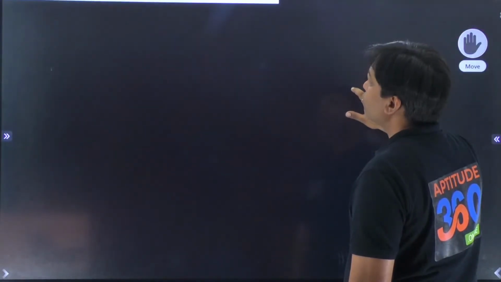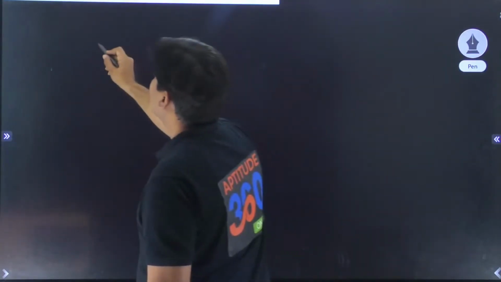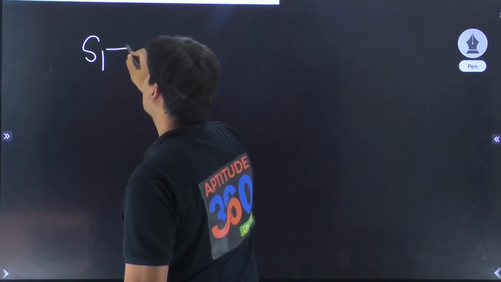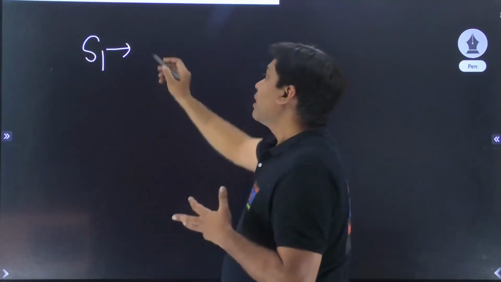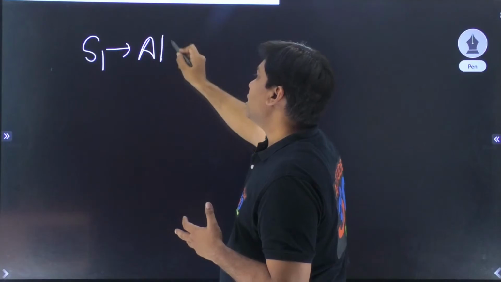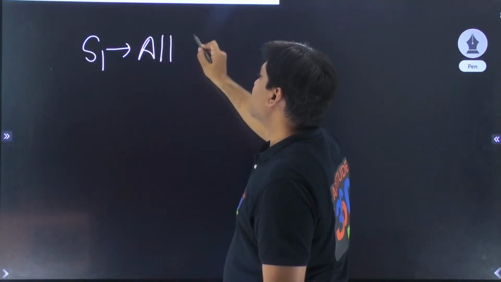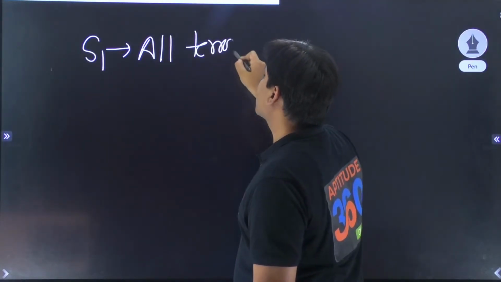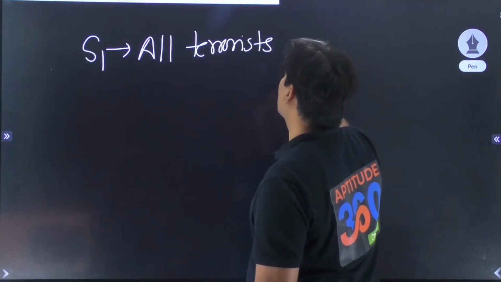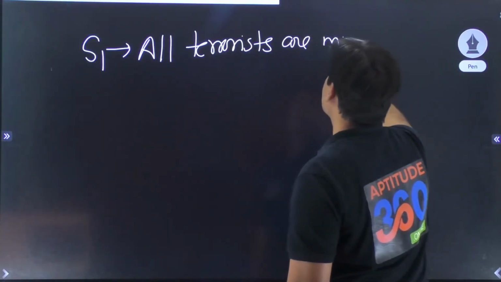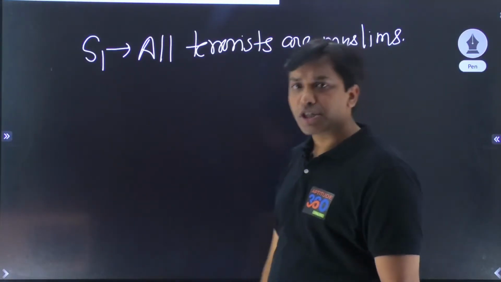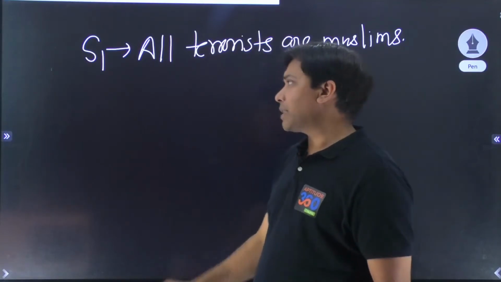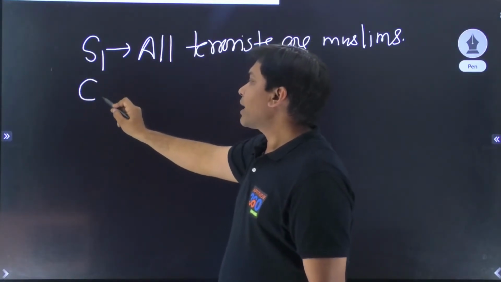Before I do something, I got a very simple statement to make. Statement number 1. Don't take this statement in a wrong way. If I say that all terrorists are Muslims, that is my statement. मीडिया हमें यही बताने की कोशिश करती है, all the terrorists are Muslims. Can I draw this conclusion?